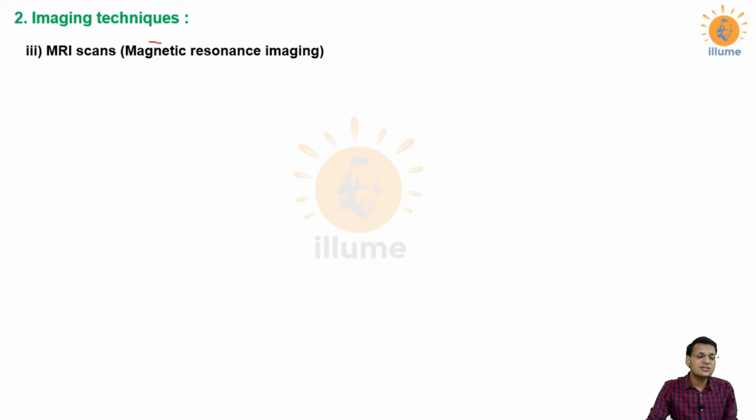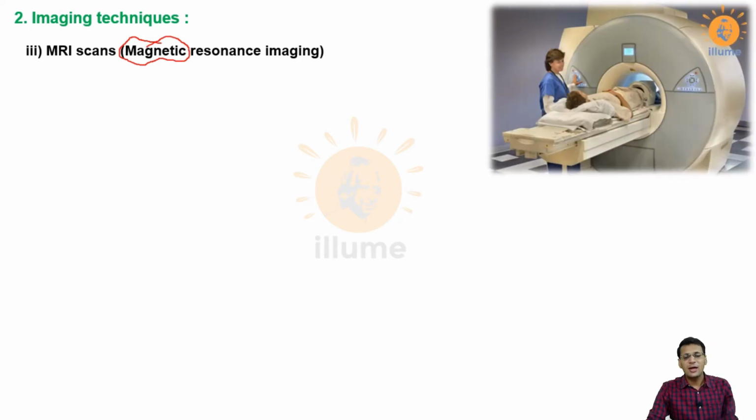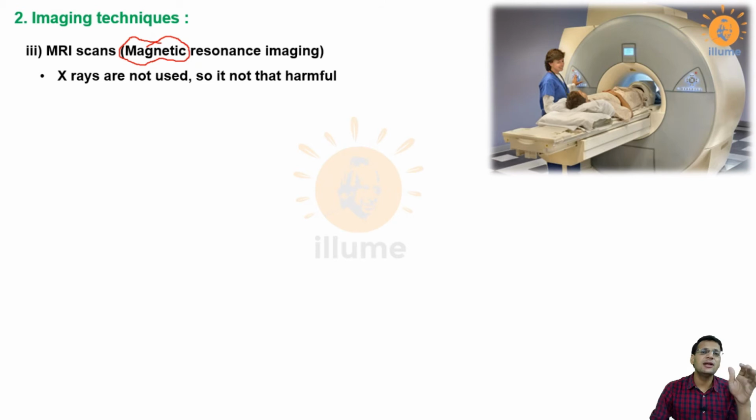Next is MRI scan, magnetic resonance imaging. As the name suggests, it uses a strong magnetic field for producing images. This is an MRI machine, and the biggest advantage of MRI is that no X-rays are used. We studied in the last video on carcinogens that X-ray is itself a carcinogen and can produce cancers. So using X-rays for imaging is a bit harmful, and that's why MRIs are better than CT scans, because MRIs don't use X-rays.